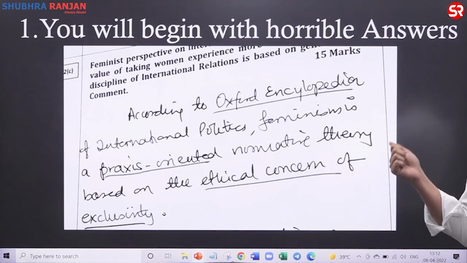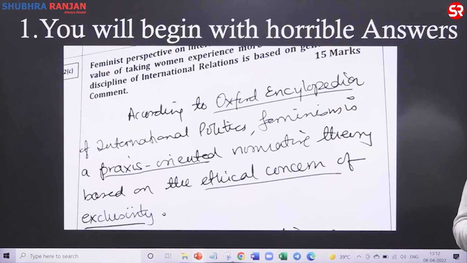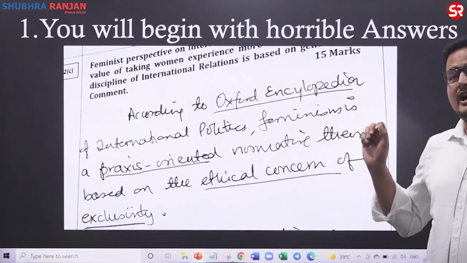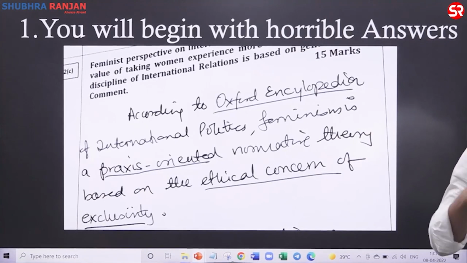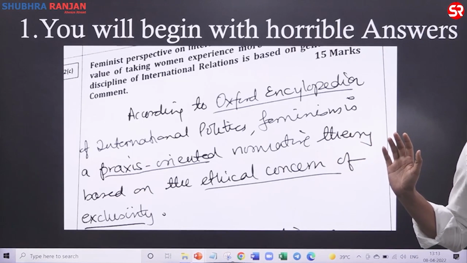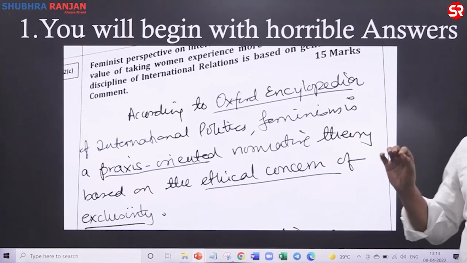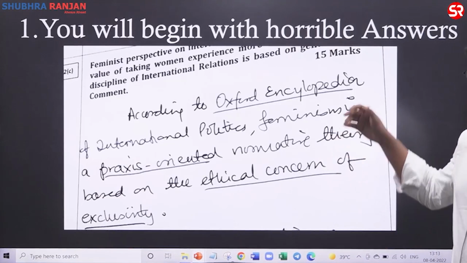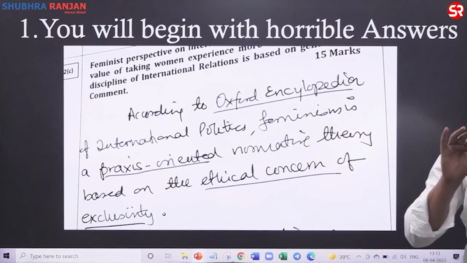This is Introduction of Feminism by Navneet Mann. She was selected twice in the exam. She defines feminism as, according to Oxford Encyclopedia of International Politics, feminism is a praxis-oriented normative theory based on the ethical concern of exclusivity. अब ये वहां पे बैठ के उसने बनाया नहीं होगा, ये रट के जाते हैं. Nobody can frame such introduction there, okay? But पढ़ने वालों को भी समझ में आ गया होगा कि सामने वाला कुछ है, okay? And the first para itself made that impression.